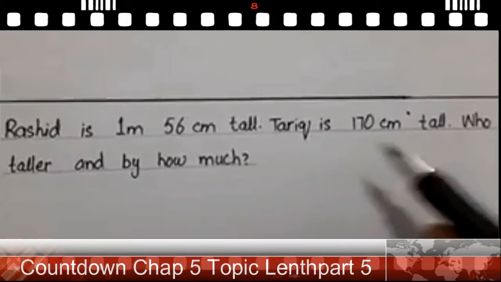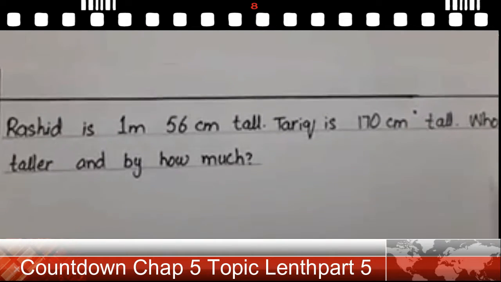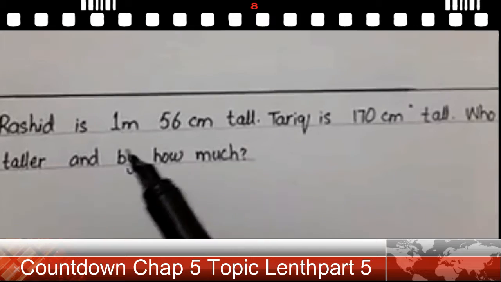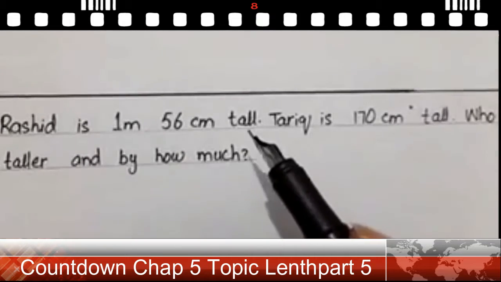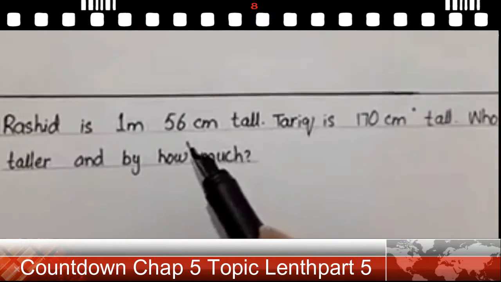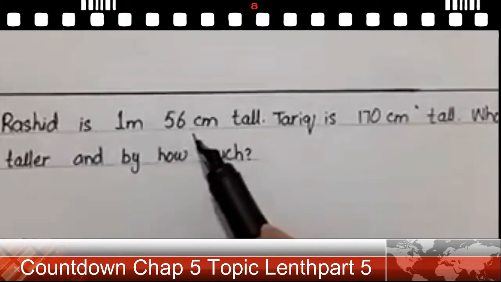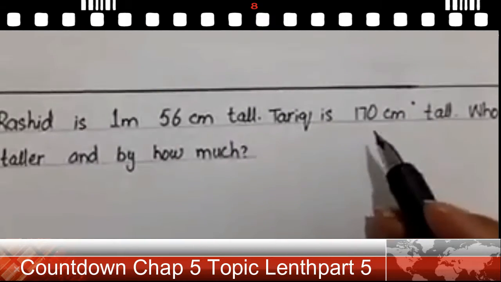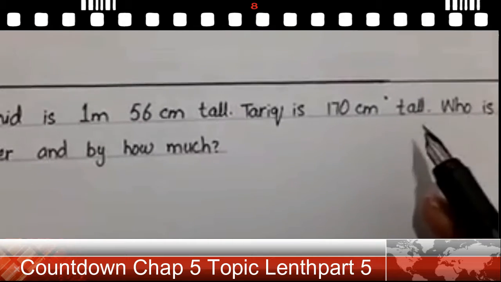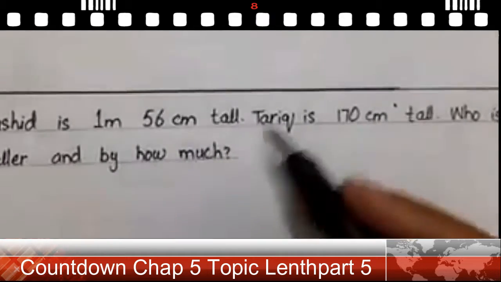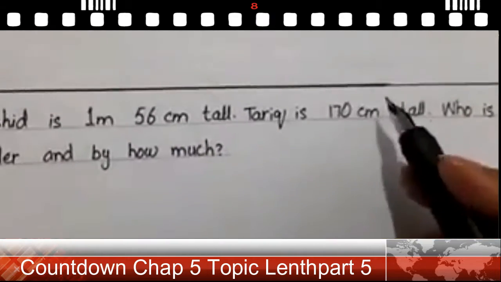After doing word problem number 1, we will move toward word problem number 2. Rashid is 1 meter 56 centimeters tall. The height of Rashid is 1 meter 56 centimeters. Tariq is 170 centimeters tall. Who is taller by how much? We have to find out who is taller.